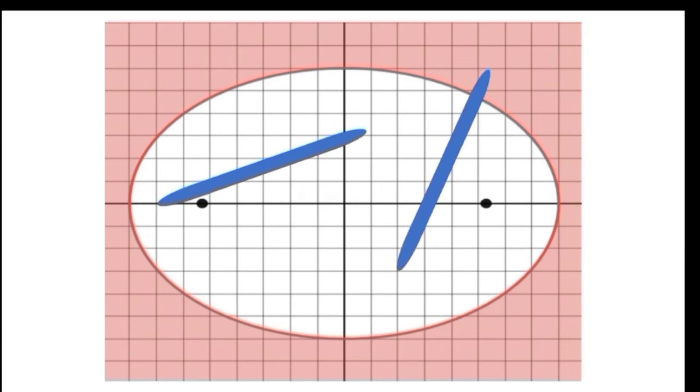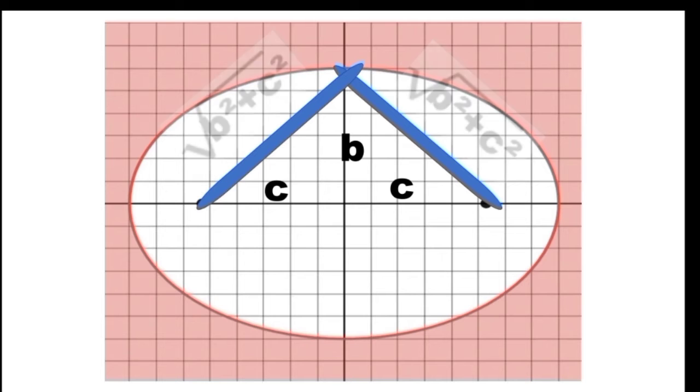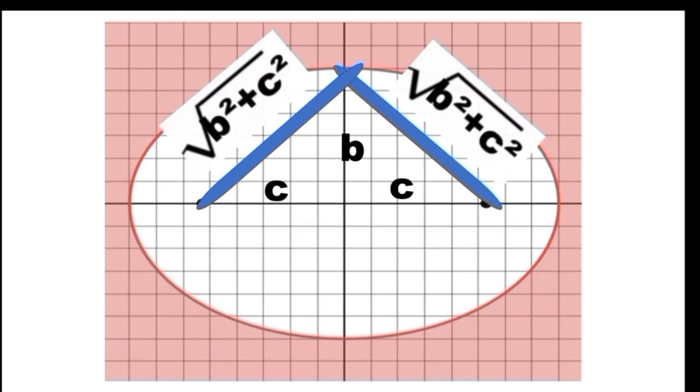These two lines also form two right triangles with the minor axis. Let the distance from the center to the upper co-vertex equal b. And let c be the distance from the center to the foci. Now, we have two similar triangles. So the length of the two lines are both the square root of b squared plus c squared.